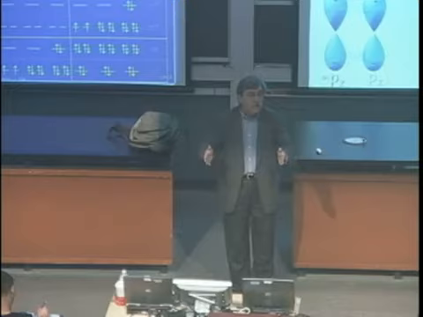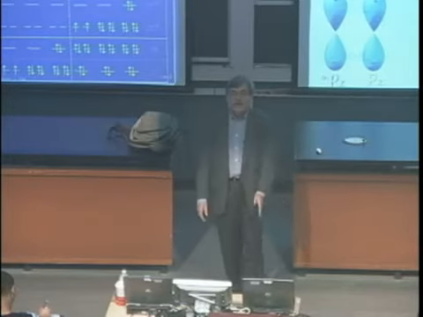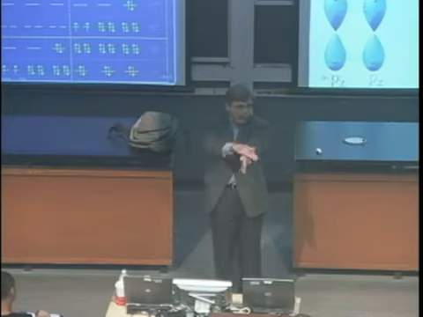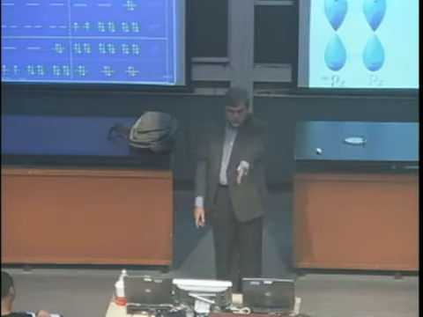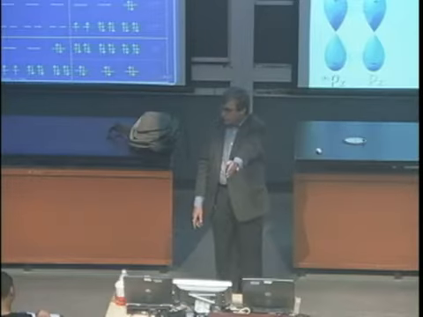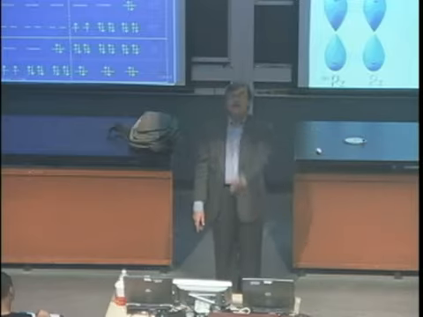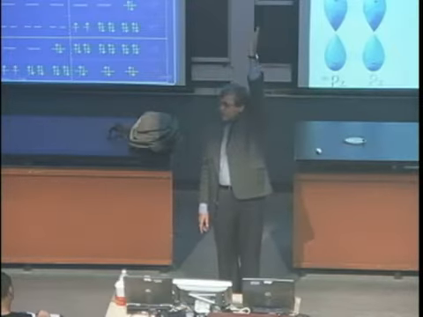Is it sigma or is it pi? So we have this orbital here, the p orbital. This goes in this direction, that's the x. And then this goes in that direction, that's the y. And then we have this in this direction, that's the z.